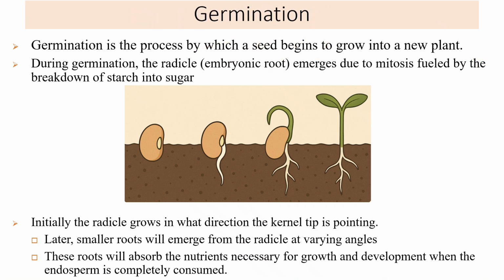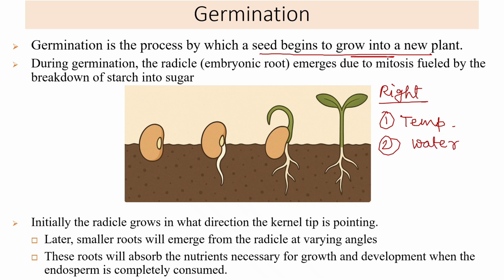What is germination? Basically, germination is the process by which a seed begins to grow into a new plant. It starts when the seed senses the right environmental conditions: the right temperature, water and oxygen.